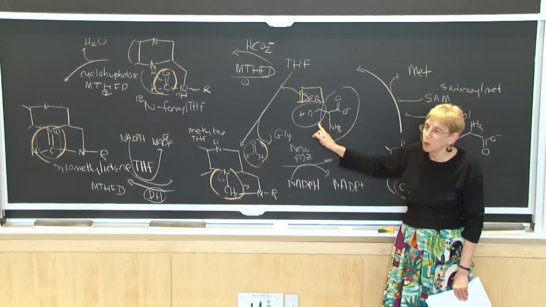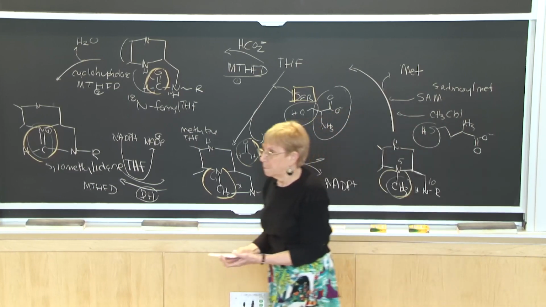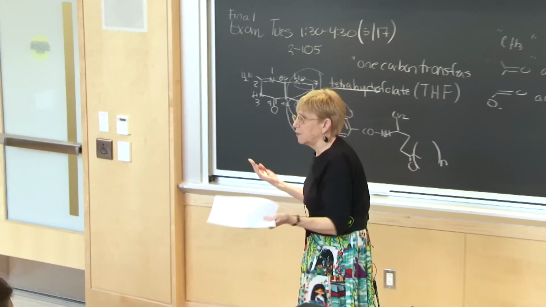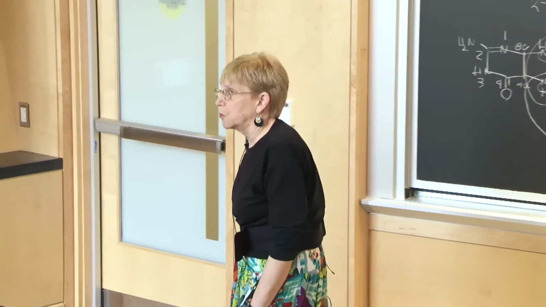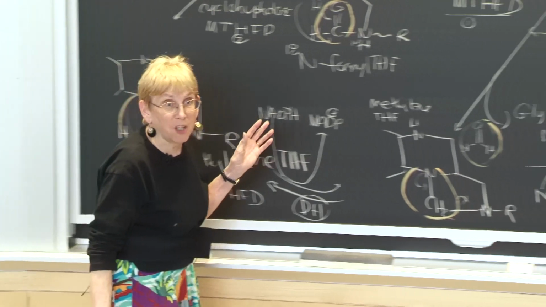Anybody have any idea of how you would convert serine into glycine? You do learn about this cofactor. What is the cofactor that works on all amino acids if you want to do something to it? There's only one. PLP, yeah.